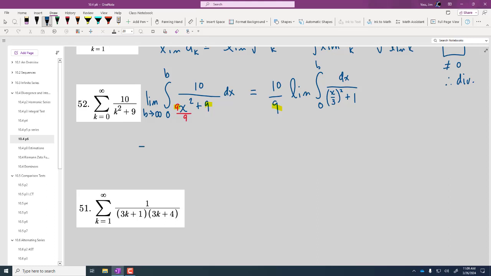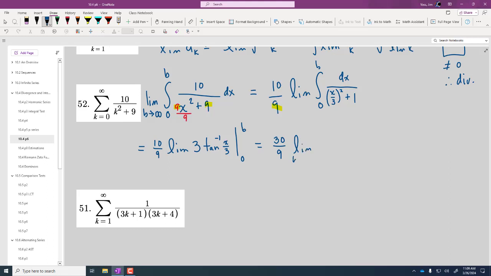So we have 10/9 out in front. We have the limit. That's going to be arctan of x over 3, and then divided by the chain rule, divided by the derivative of the inside here. What's the derivative of that? 1/3. Dividing by a third means multiply by 3. So we're going to have that. This is evaluated on the interval 0 to b. So this is then going to be 30 over 9.